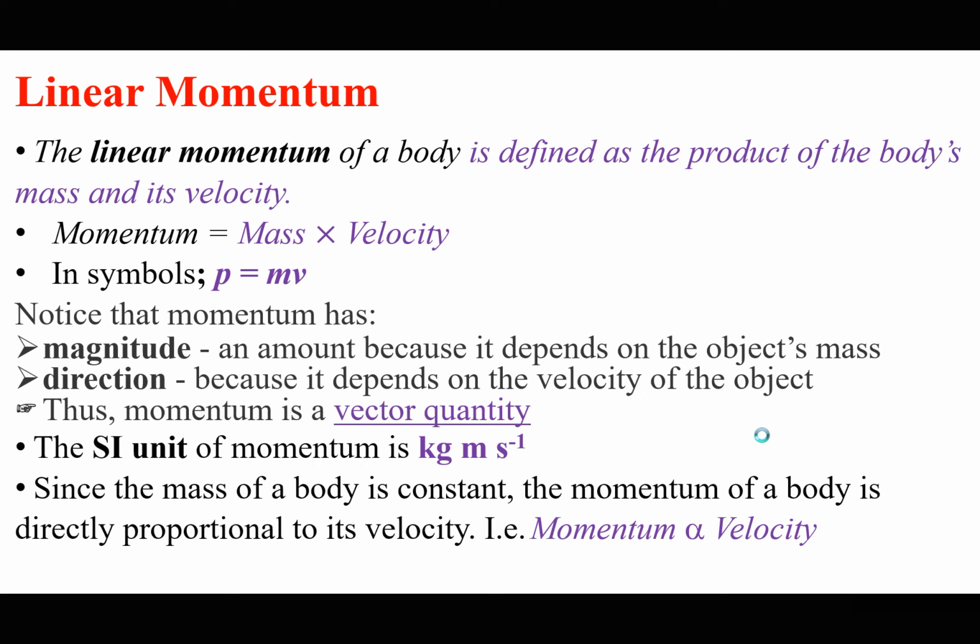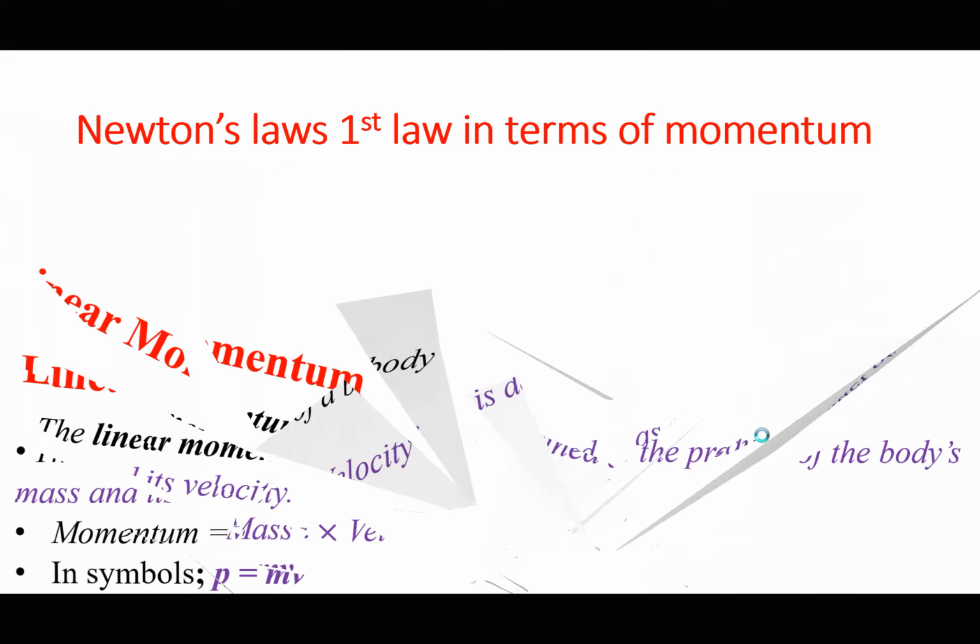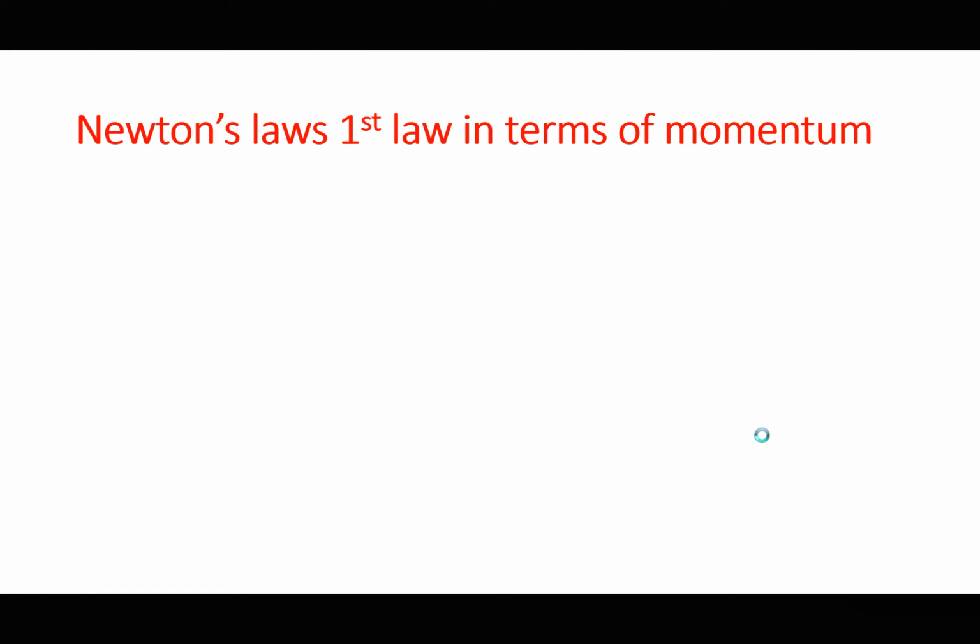But since a body at rest has zero momentum, because momentum depends on the velocity, that means a body at rest, its velocity is zero, so the momentum would be zero. A body moving with a uniform velocity, its velocity is constant, so the momentum will be constant. Therefore, we can restate Newton's first law in terms of momentum by saying that if a body is at rest, its momentum would remain zero, and if a body is moving with uniform velocity, its momentum would remain constant, provided no external resultant force acts on the body. That would be Newton's first law in terms of momentum. So the examiner may ask you to state Newton's first law or Newton's laws in terms of momentum.